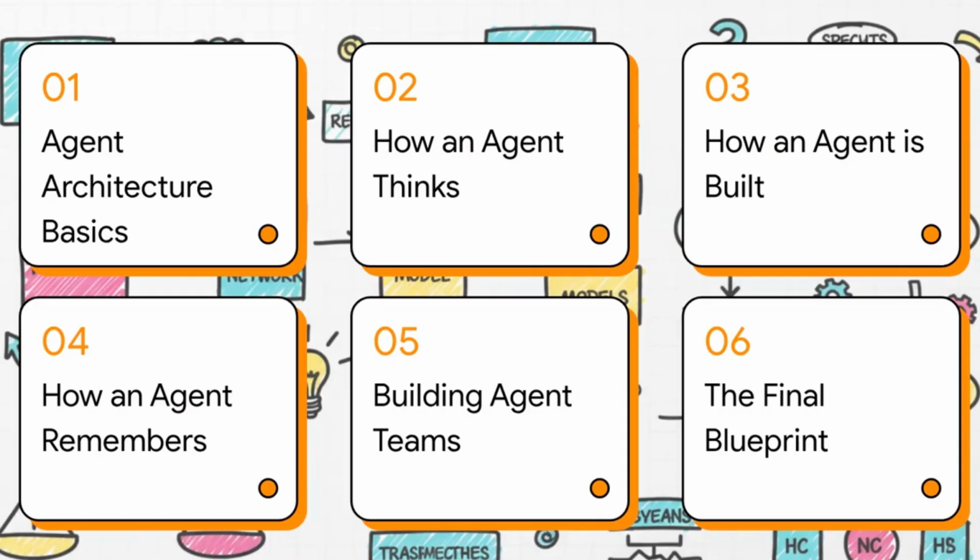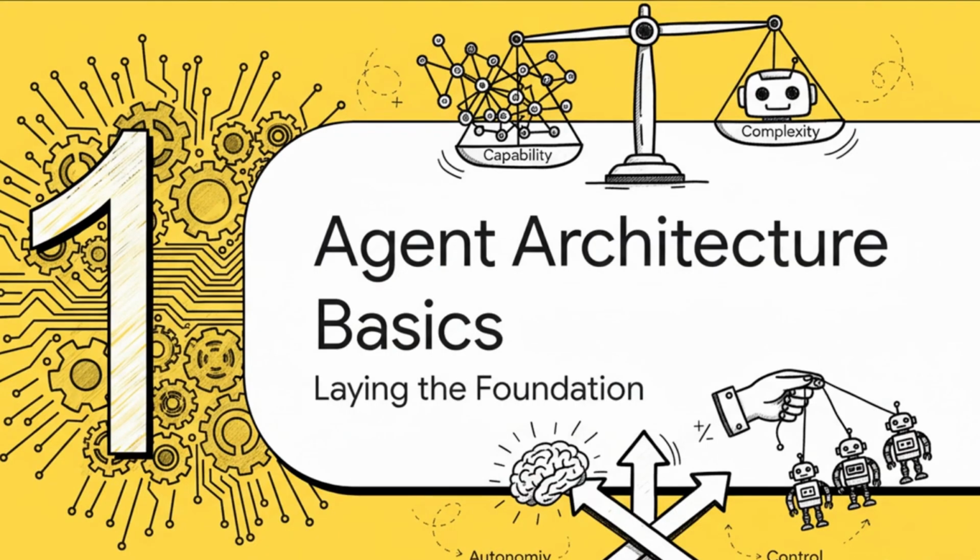All right, here's the game plan for today. We'll kick things off with what agent architecture even is. Then, we'll get into the nitty-gritty: how an agent thinks, how you actually build one, and how it remembers things. After that, we're going to talk about building and controlling entire teams of these agents, and we'll wrap it all up with the architect's final blueprint. First up, what is agent architecture?